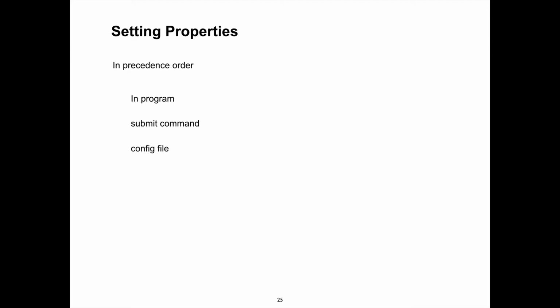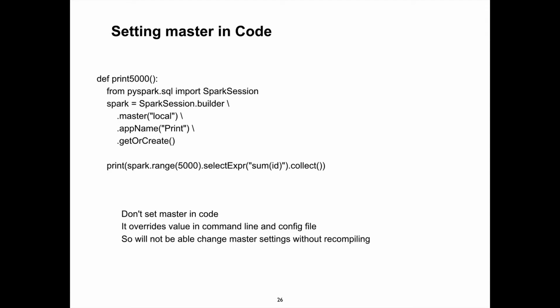And like I said, the precedence order is the configuration files on the bottom. You can override that with command line, and then you override that in your program. Generally you don't want to set the master in your program, because typically you want to run it on your local machine, make sure it works, and then move it to a cluster, and so the master node is going to be different.